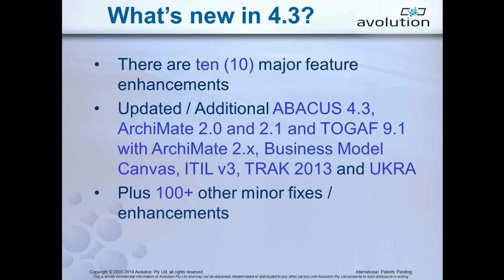We've added a few new libraries as well. ITIL version 3 has gone in, and some transit libraries, so TRAC is a transit authority one, and the UK reference architecture, which is a UK government architecture. It has content, of course, as you'd expect in a reference architecture. Lots of other ones have been added as well, but those are the headline ones. And there's been well over 100 other things done, little minor fixes and enhancements, beyond the 10 that we're talking about.